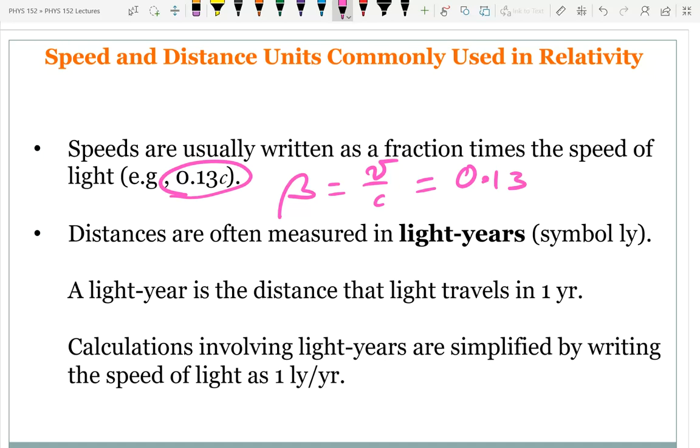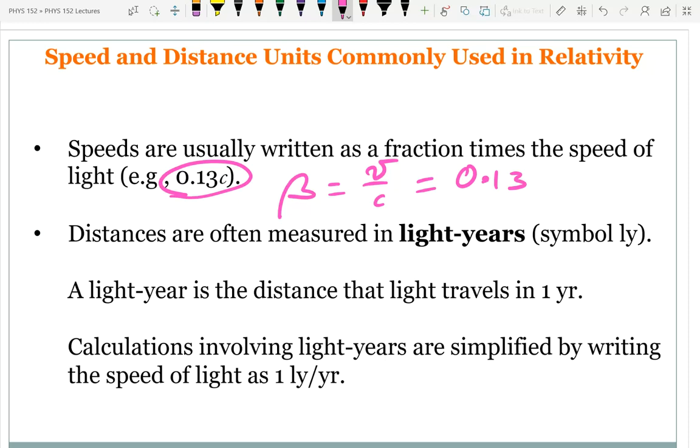Distances, we'll often measure in light years. Now, this leads to some confusion for people, because light years has in it years, and a year is a unit of time. But a light year is not a unit of time. It's a unit of distance. A light year is the distance that light travels in 1 year.